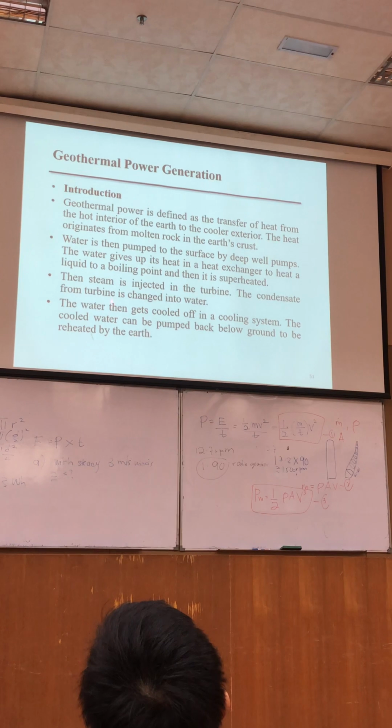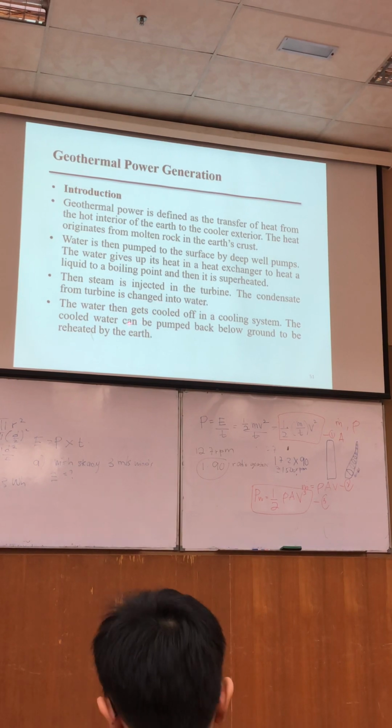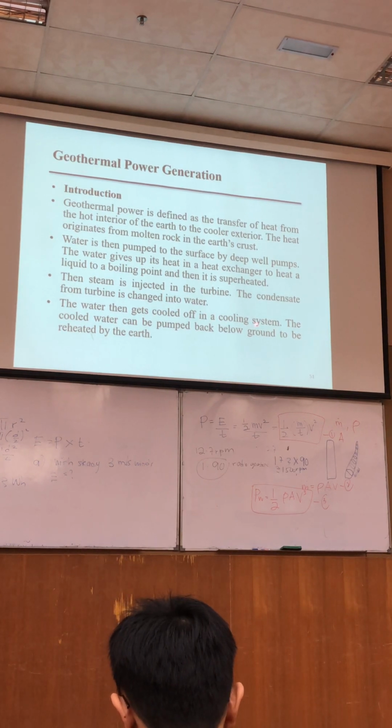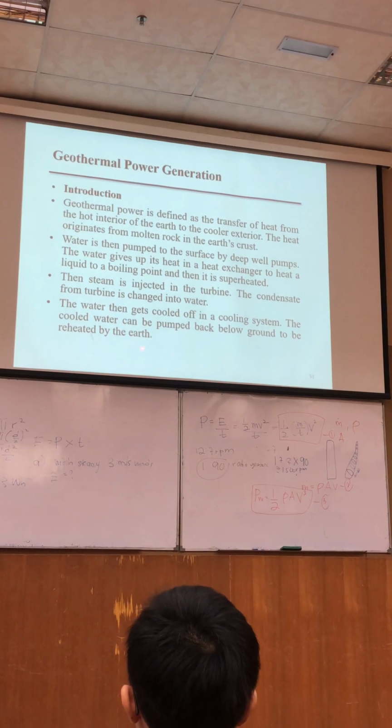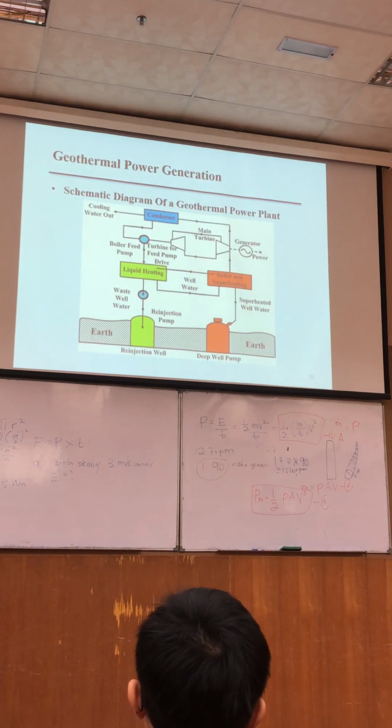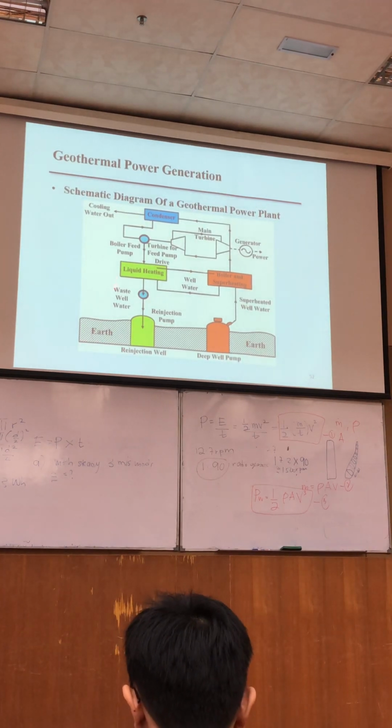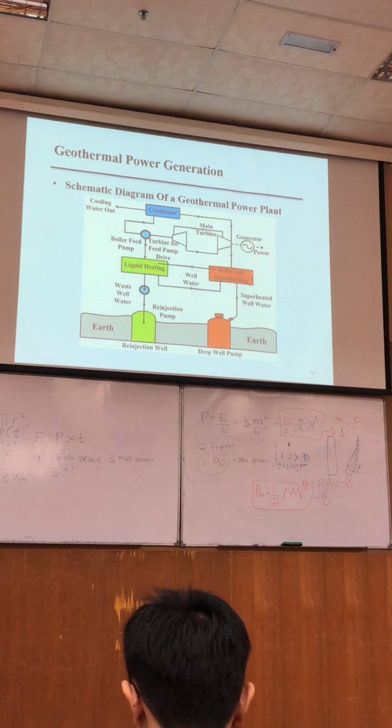The condensate from the turbine is changed into water. The water then gets cooled off in the cooling system. The cool water can be pumped back below ground to be treated by the earth. So this is the figure for the schematic diagram showing how the geothermal power plant process works.